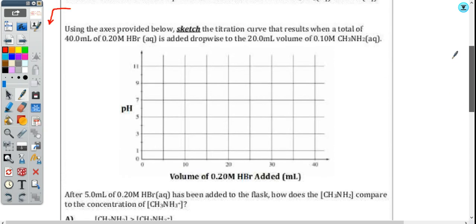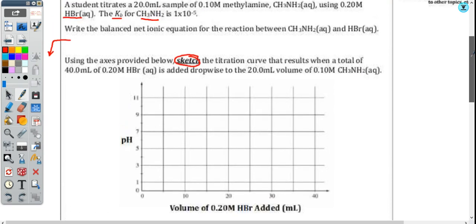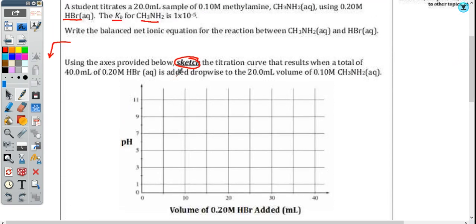So as I think about this question, I'm then asked to sketch, and this is key, a titration curve that results when a total of 40 mL of the 0.2 molar HBr is added dropwise to the 20 mL volume of 0.1 molar methylamine. Whew, dang. So as you think about this question, when you're sketching, you don't have to really do a whole lot of math. If you're comfortable with the math, you absolutely can. But when you're pressed for time, here are the pro tips.